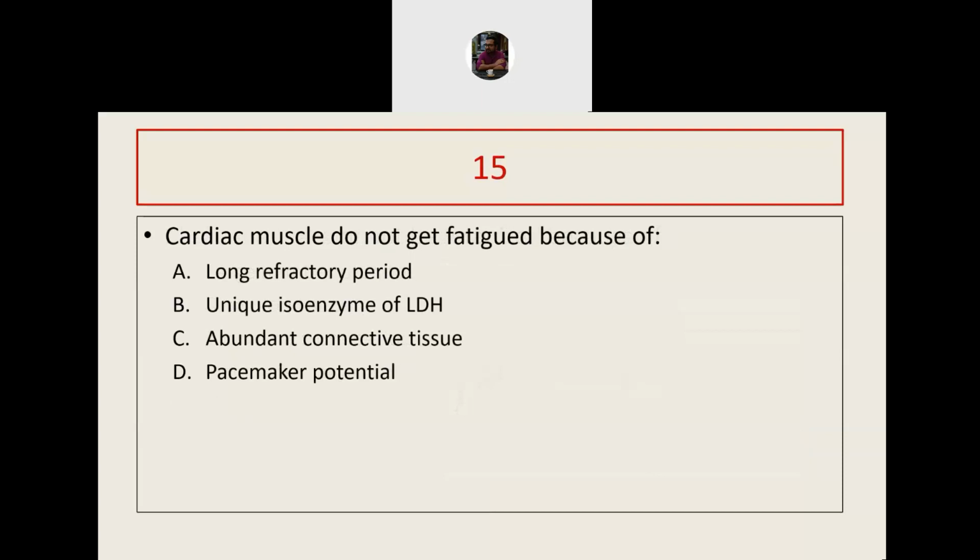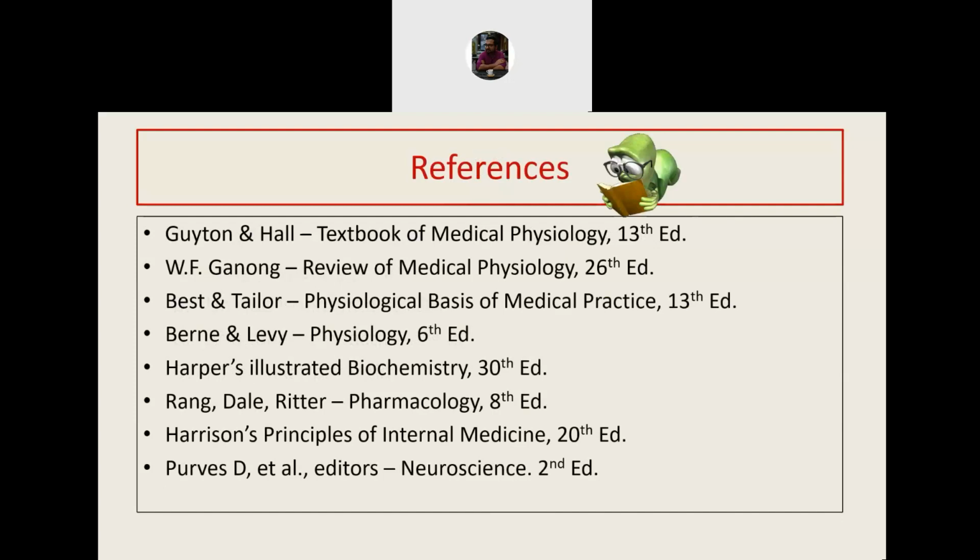And finally, cardiac muscle does not get fatigued because of? Very good. Due to the unique isoenzyme of lactate dehydrogenase that converts lactate rapidly into pyruvate. So I think these were a few of the basics that we needed to get clear before starting the clinical topics like cardiac failure and ECG. These are a few of the books that you can read if you wish. They are wonderful resources to understand cardiovascular properties, and that was the presentation pretty much.